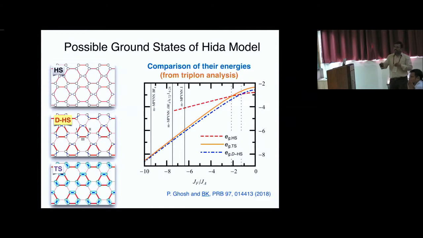So first we just take these 3 candidate states and do triplon analysis, which means take these as reference states and then look at the low energy excitations and calculate their ground state energies and so on, and then compare. Obviously at very small JF, the red dashed line, which corresponds to the HS state, the hexagonal singlet, is lowest in energy. But as we grow JF further, it is the dimerized hexagonal singlet, the blue dashed line, which comes down in energy, as expected. And this brown colored line is the trimerized singlet state. And you see that they don't cross, in fact, they merge, which is what that figure suggests.